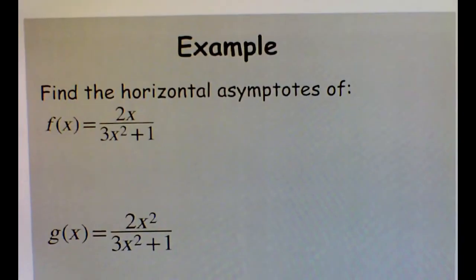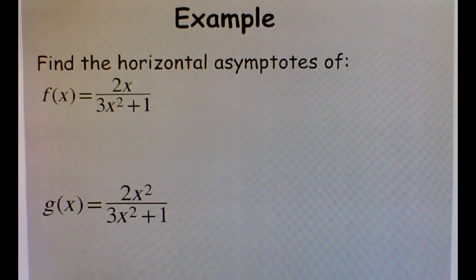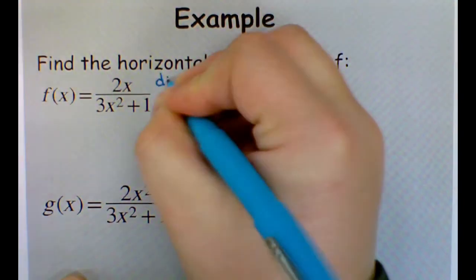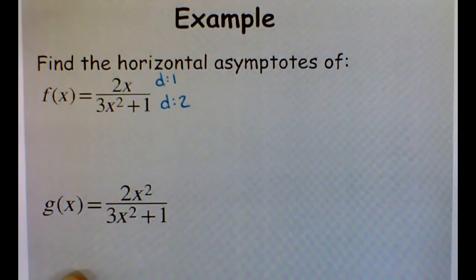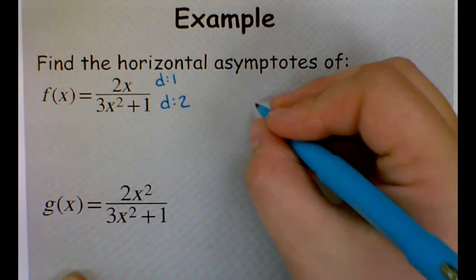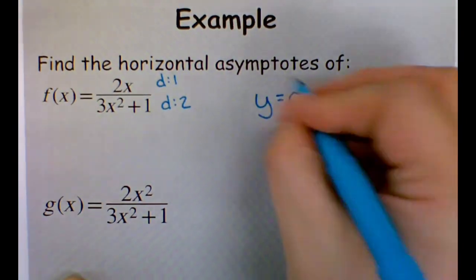So let's find some horizontal asymptotes. All right, that means we look at the degrees. In this one, the degree of the numerator is 1. The degree of the denominator is 2. The numerator has a smaller degree, so that means the horizontal asymptote is 0.